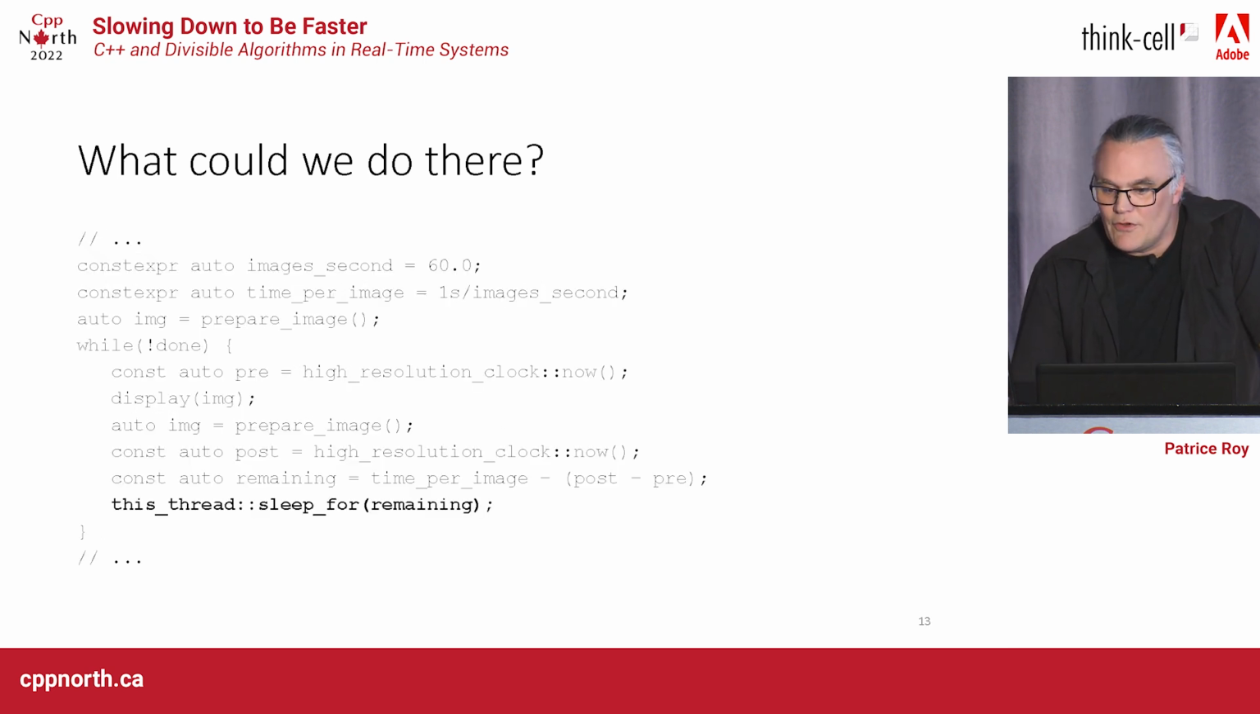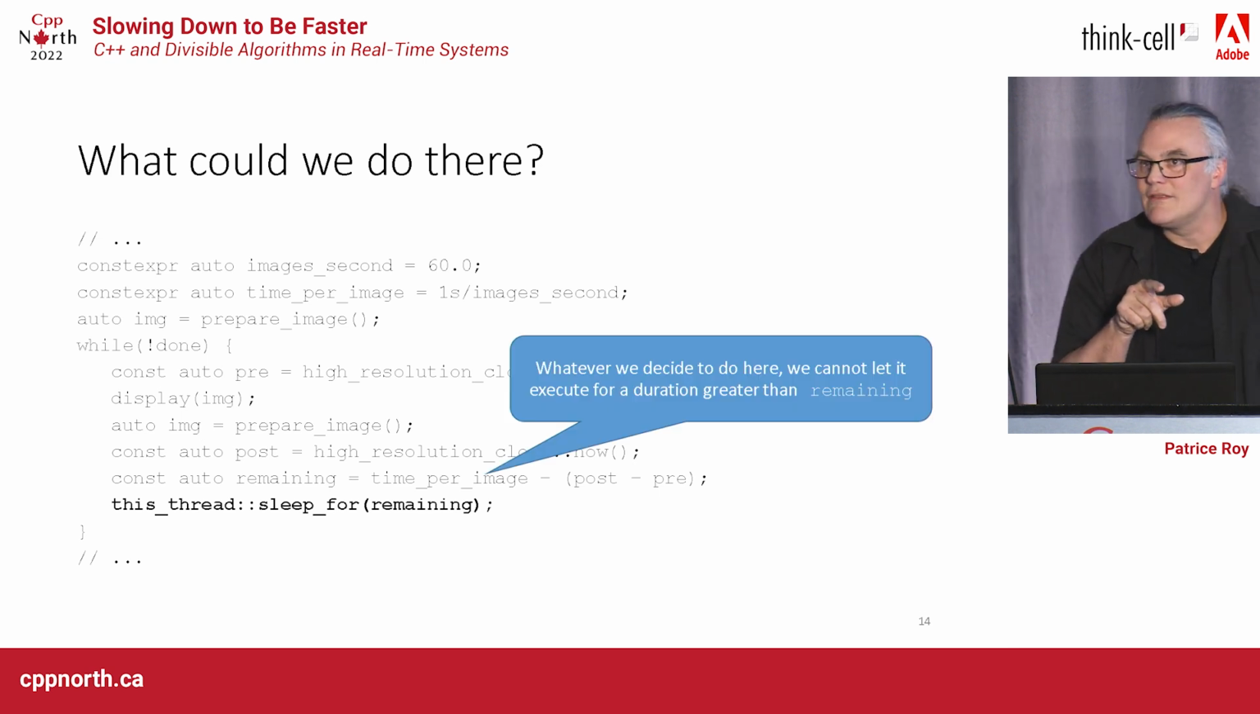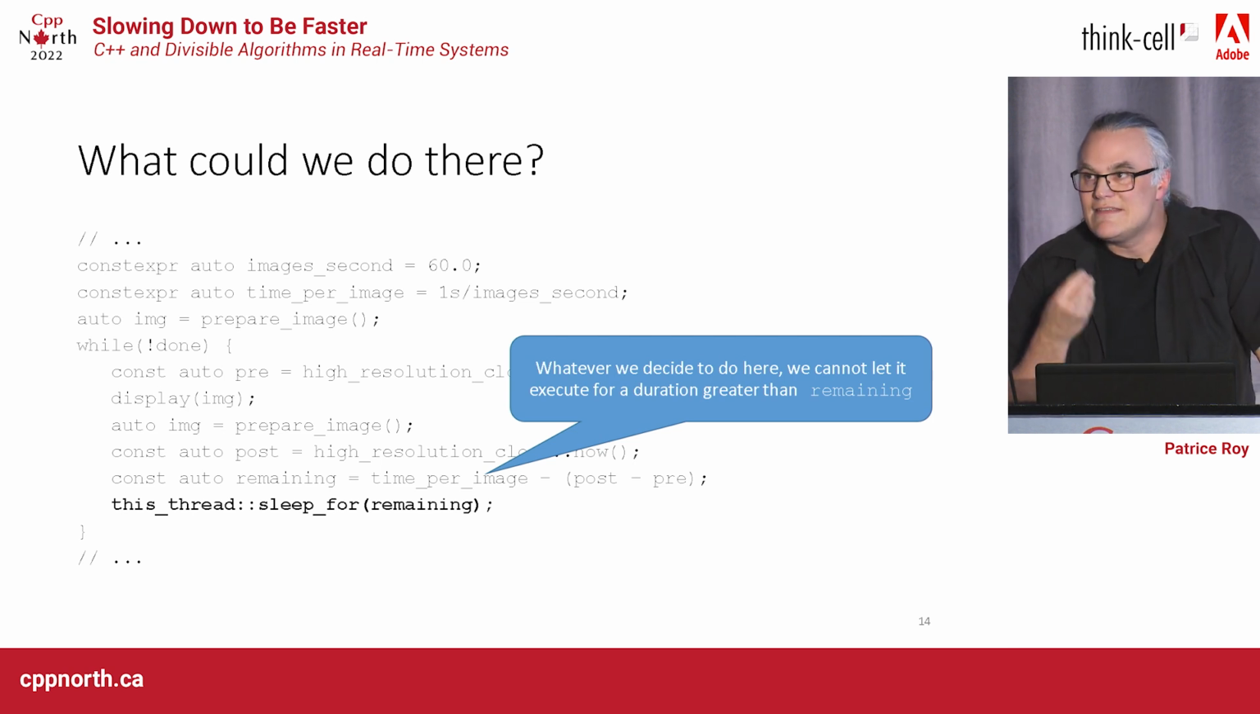This is more real code, though. So what could we do there? We can do stuff, but we have a constraint. And that's where the real-time part comes in. The actual real-time thing is displaying your images at a given rate.